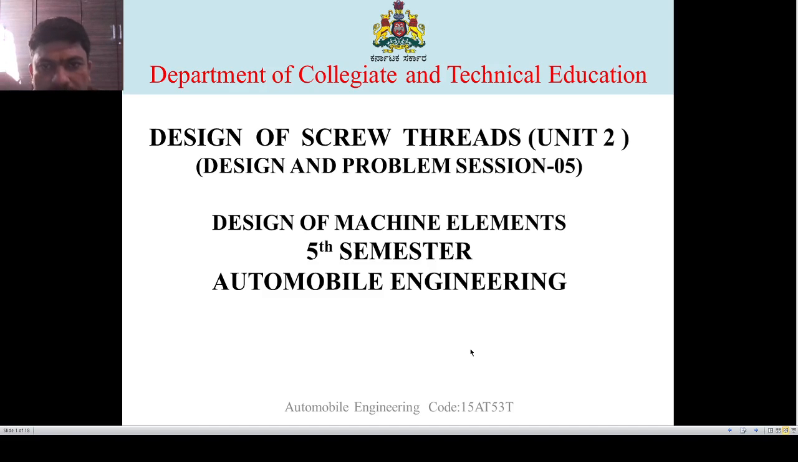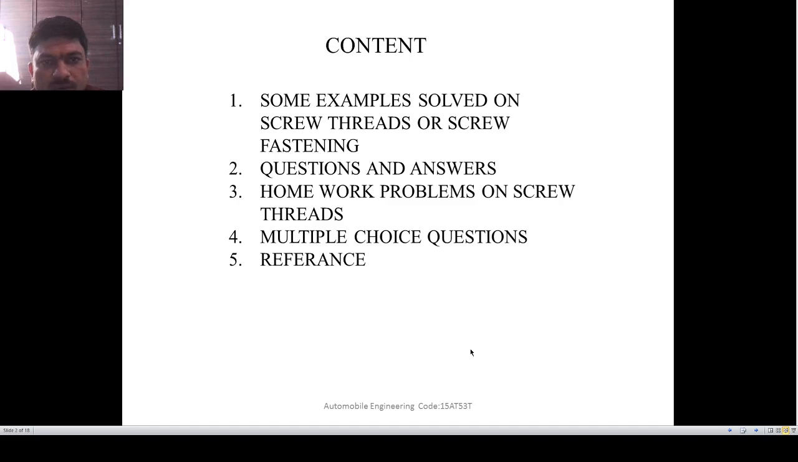In the last class, we discussed some examples based on the tensile stress induced in the screw fasteners. Most of the problems based on the tensile load are covered. So let us begin today's session with some other different types of design problems.